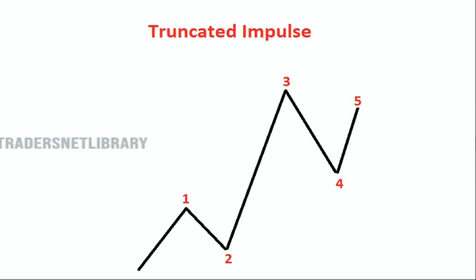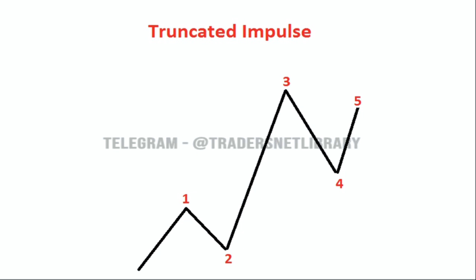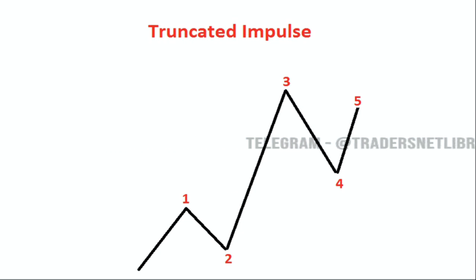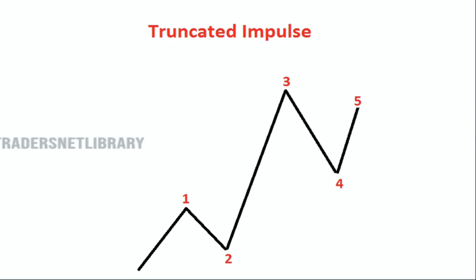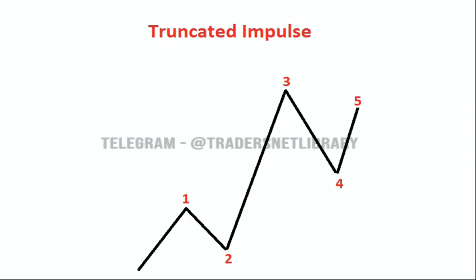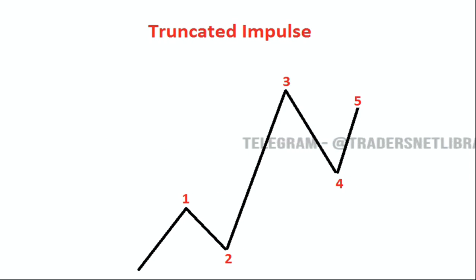Usually this pattern is accompanied by a negative divergence, and this is a warning to change the trend. Wave 5 is usually truncated when wave 3 is extended. Also, in this case, wave 4 has a complex correction structure, and its composition is more complex than wave 2. In other words, wave 4 has a larger price range and time than wave 2.